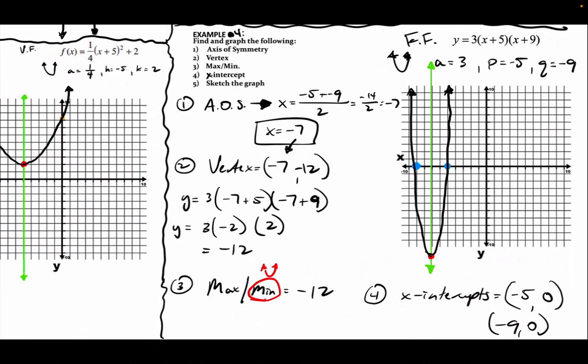Okay. One other thing they're going to ask you is, they're going to say, which form is it easiest to find this or that? So if they're asking you to find the vertex, which of the three forms is it easiest? You can find them in all, but which one is the easiest to find the vertex?